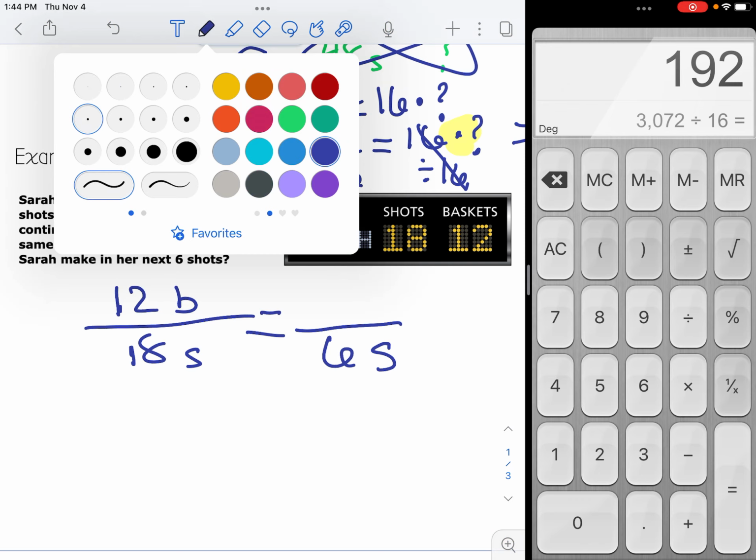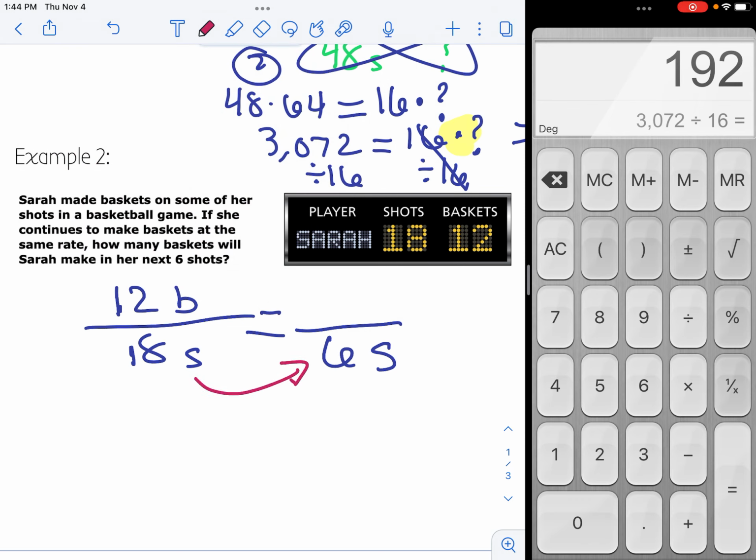So using our first method, let's think, are we using multiplication or division to get from 18 to 6? We're dividing because it's getting smaller. So to figure out what I'm dividing by, I'm going to do 18 divided by 6. And that tells me that I am dividing by 3.